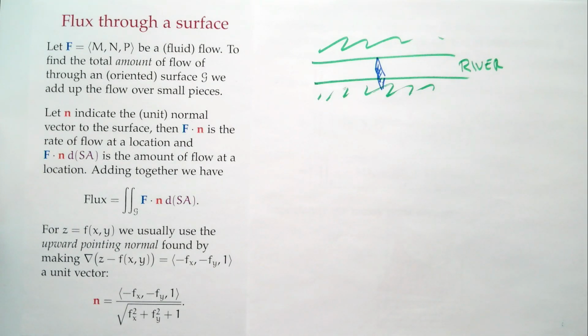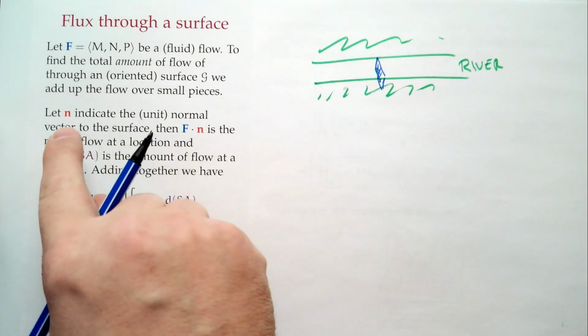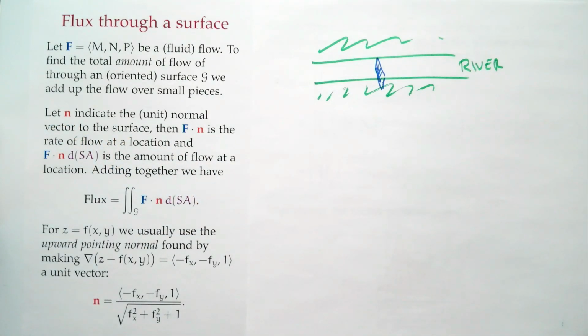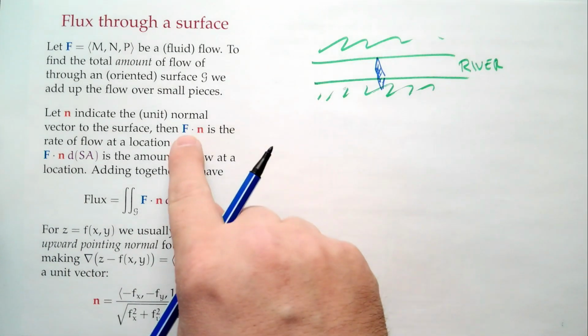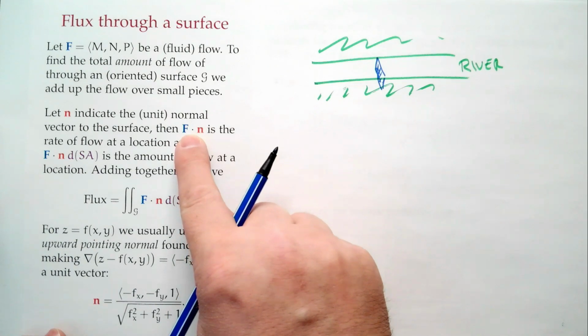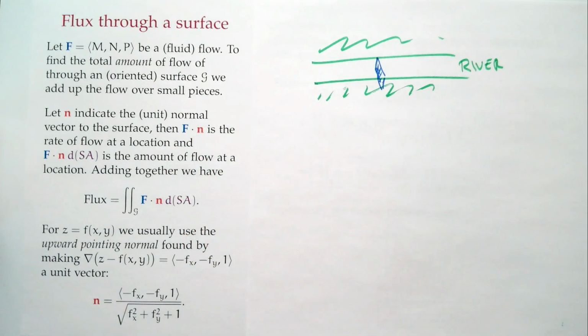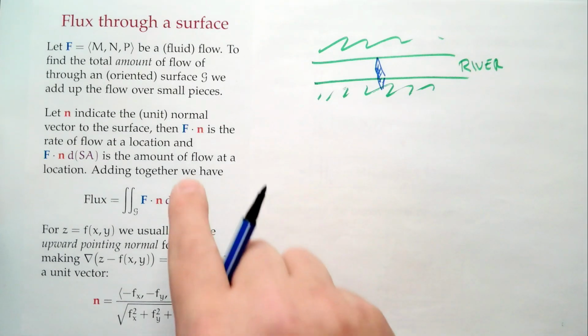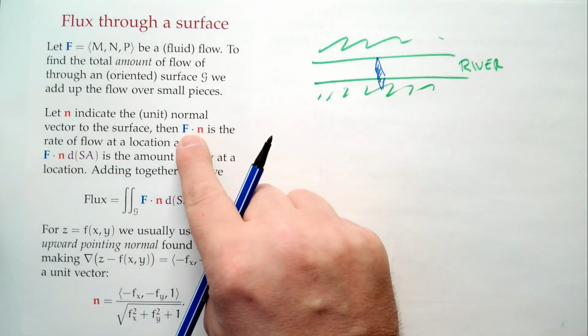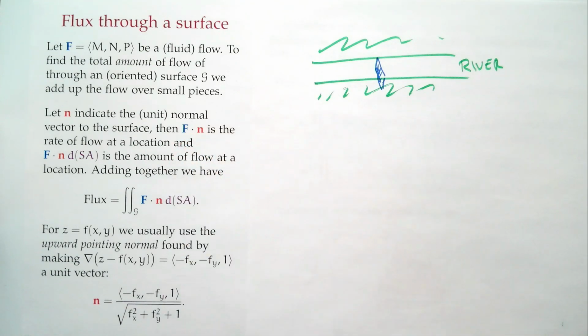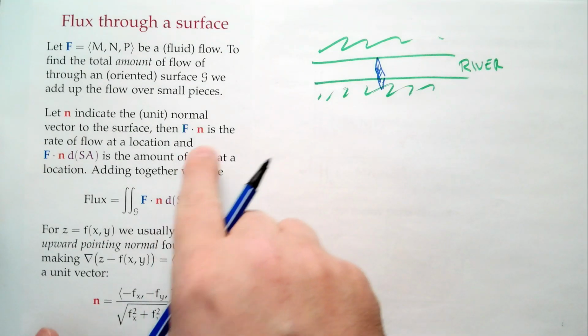For that, we do the following. We're going to need n. n, you might remember, is oftentimes used for normal, and it's still used for normal here. So n is a unit normal vector to the surface. Then we have our motion, the thing that's moving. That's F. So F is the flow. If I look at F dot n, this is essentially the projection of F onto n. And what's being measured here is how much is moving through at that location. Or rather, I should say, what's the rate at that location?